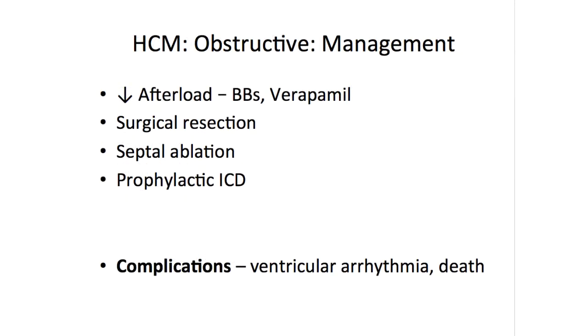Management of obstructive HCM includes decreasing afterload through the use of beta blockers or verapamil, surgical resection, septal ablation, or prophylactic ICD placement. Complications of this condition may include ventricular arrhythmias and death. The heart chambers are very sensitive. If you stretch or distort the connection between the SA node, AV node, bundle branch, and or Purkinje fibers, arrhythmia will result.